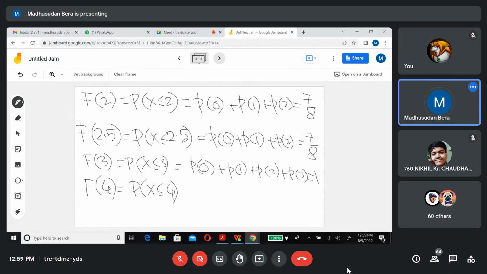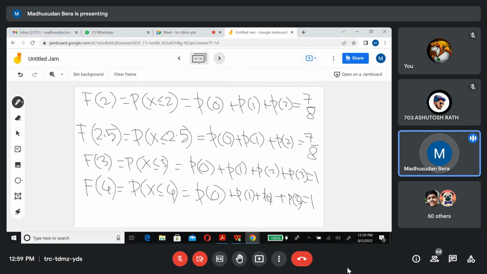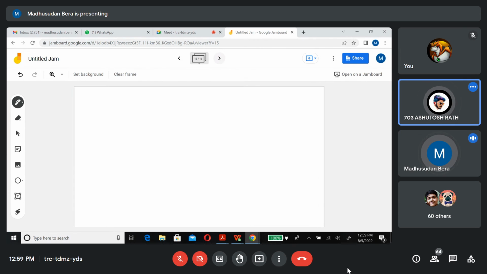F of 4 is the probability of x less than or equal to 4. In the same way, P0, P1, up to P3, that sum is 1. So before the left-hand point it is 0, and from the right-hand point onwards it is 1. And in the middle, what are the values? If we draw a graph, it will be clear.